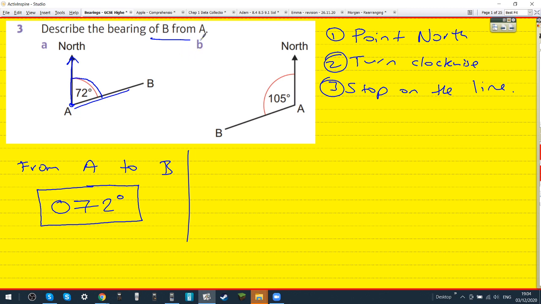All right, let's just do question B the way they asked it. Of B from A. So it'd just be 105 degrees. No. Point north, turn clockwise. So you do 360 minus 105. Yep. So it'd be point north, turn clockwise 255 degrees, and then stop on the line B. The answer is 255 degrees. That's all you need to say.